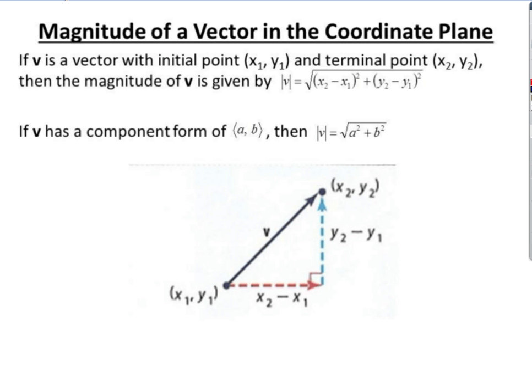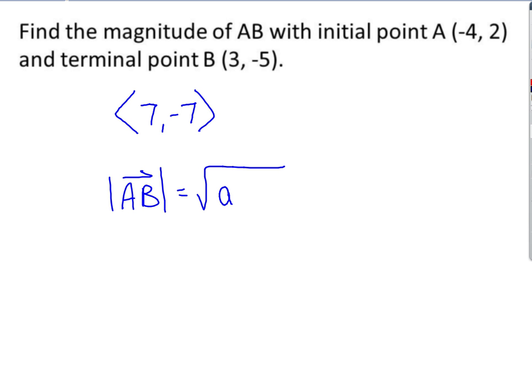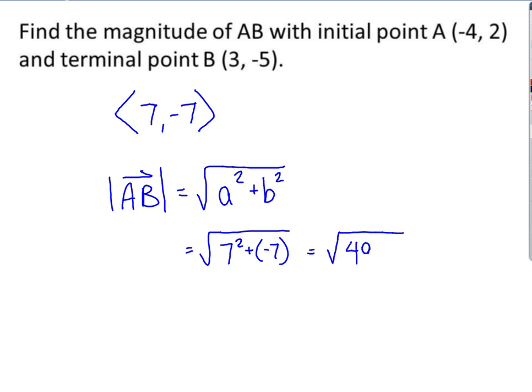To find the magnitude, you can do the distance formula with your original points, or if it's already written in component form, the magnitude is just the square root of a squared plus b squared. Since we've already found the component form for points A and B, it was 7 and negative 7. To find the magnitude of this vector, we just do the square root of 7 squared plus negative 7 squared. 7 squared gives us 49. Negative 7 squared is also 49. So the magnitude of vector AB is radical 98.